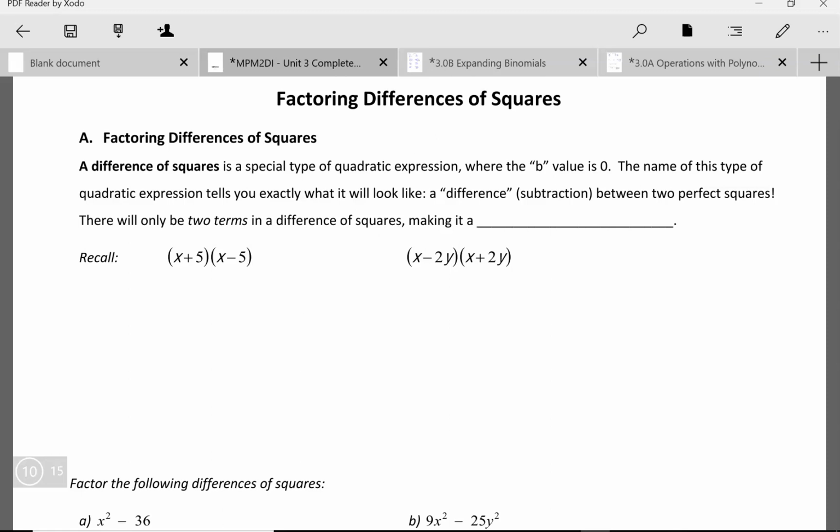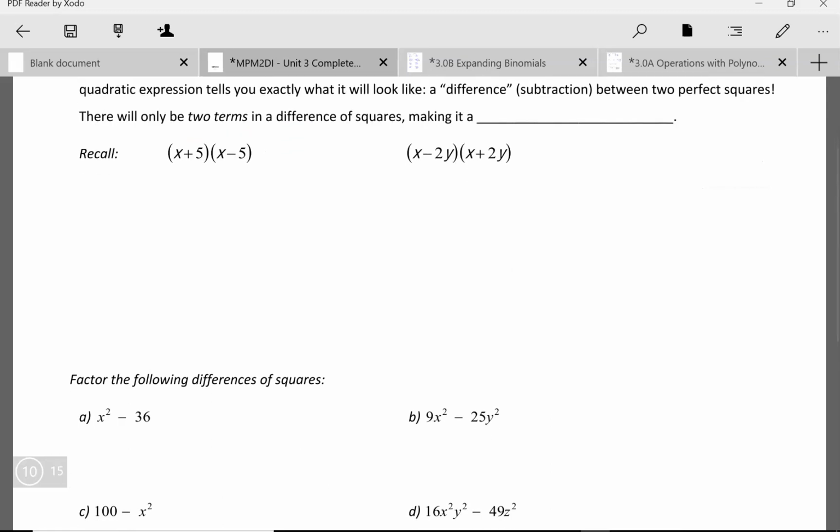But a difference of squares is a special type of quadratic where the b value is 0. So again, the name says it. You have a difference of squares. That means you have a subtraction in the middle, and then you have two square terms. Like you see here, we have an x squared and a 36, which is a perfect square. So that is a difference of squares, because we have a square and a subtraction sign.